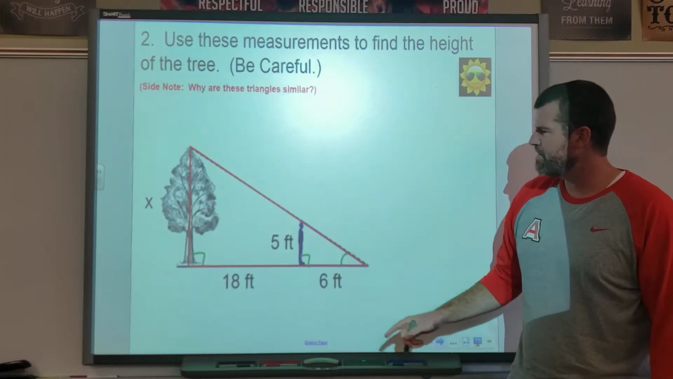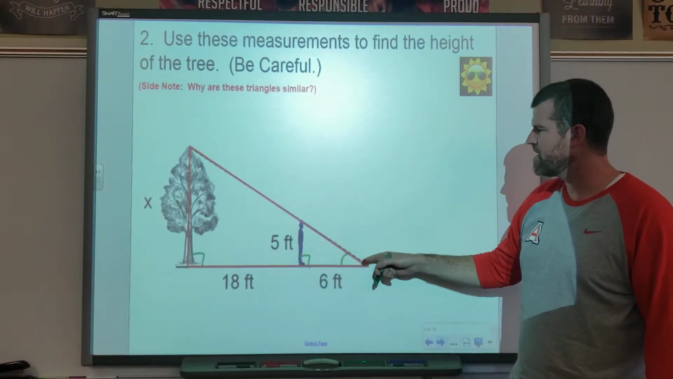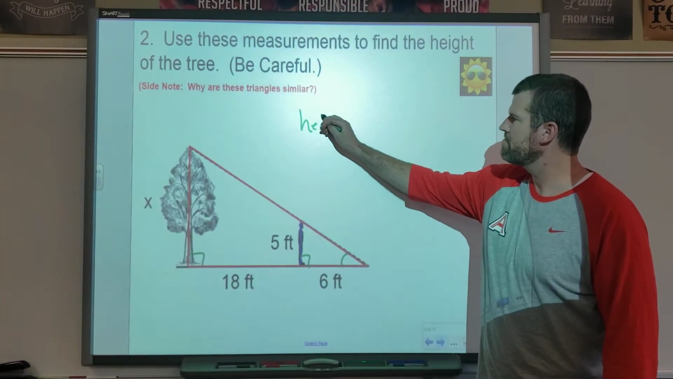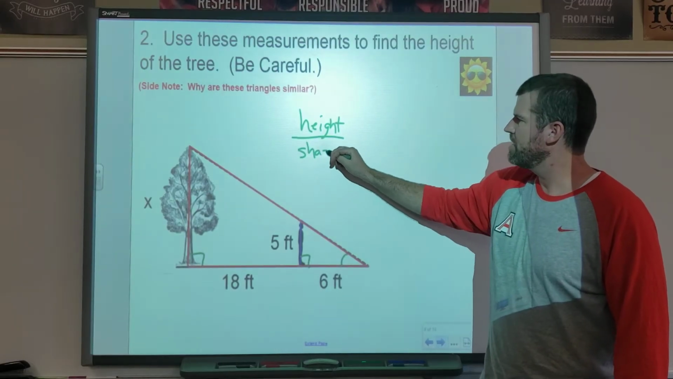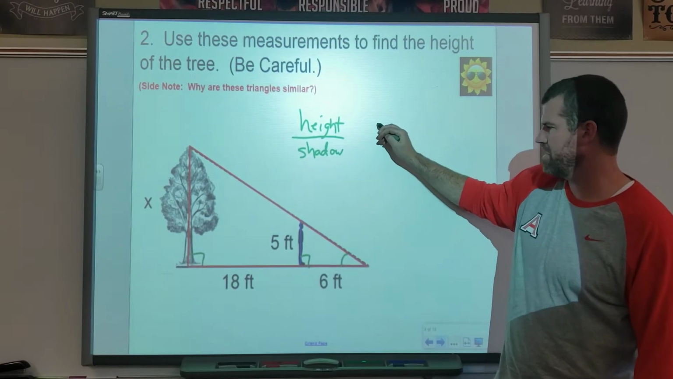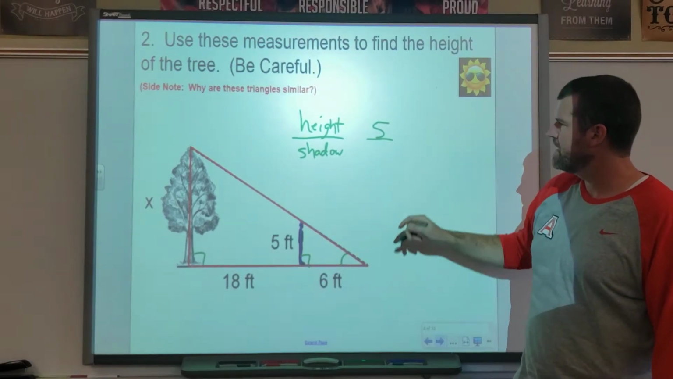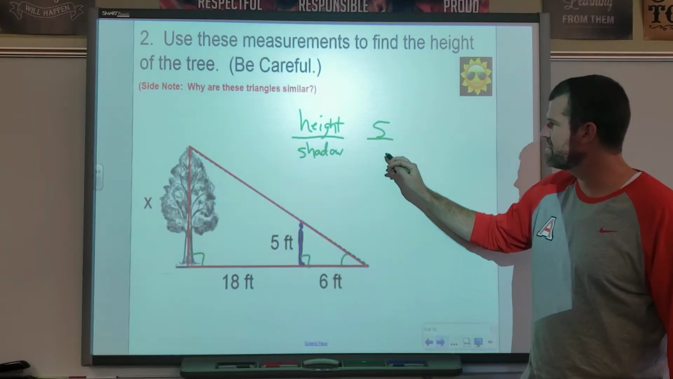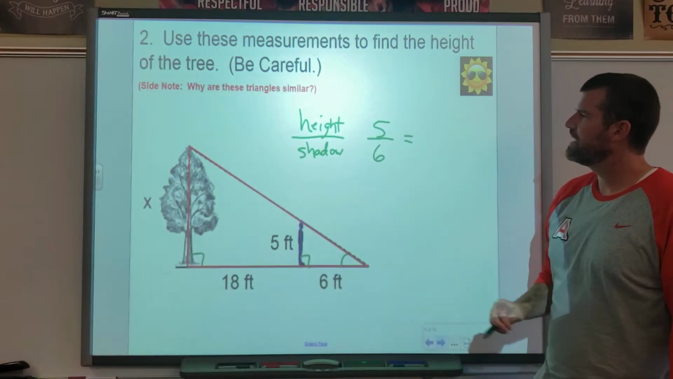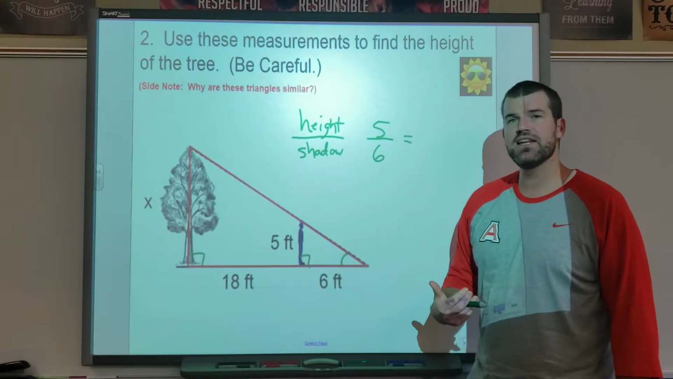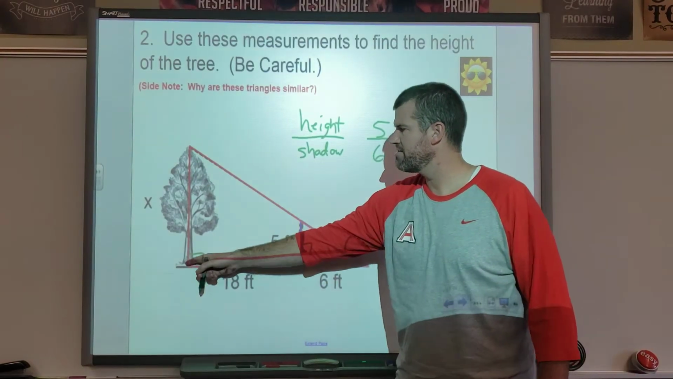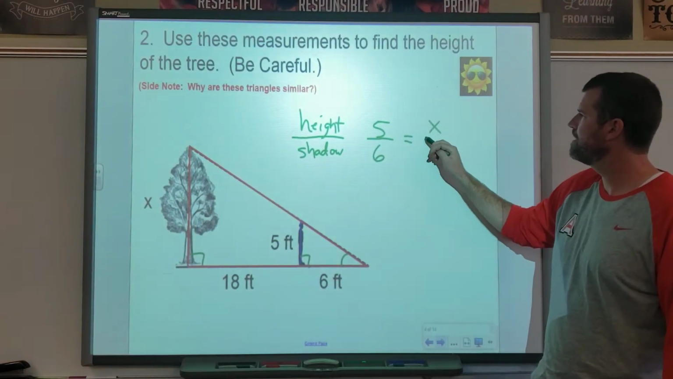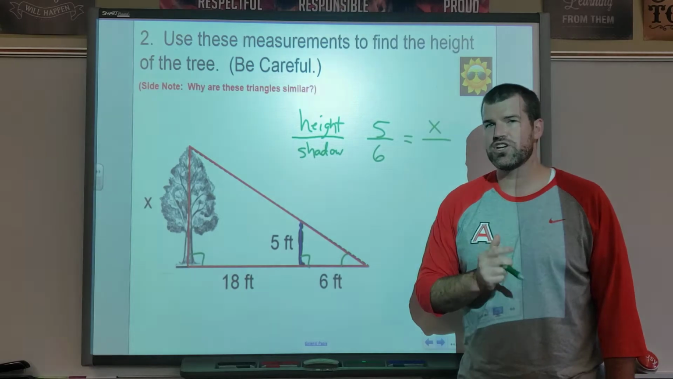But when I set this up, if I do height over shadow, so I'm going to do the two sides of the same triangle. I know the height of the person is 5 feet, and the length of the shadow is 6 feet. And so I'm going to compare that to the height and the shadow of the tree. Now the height of the tree is our unknown. And then how long is the shadow for the tree?